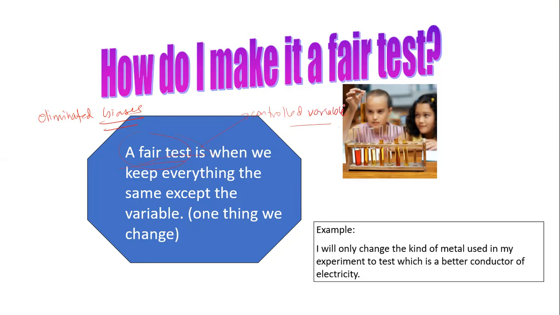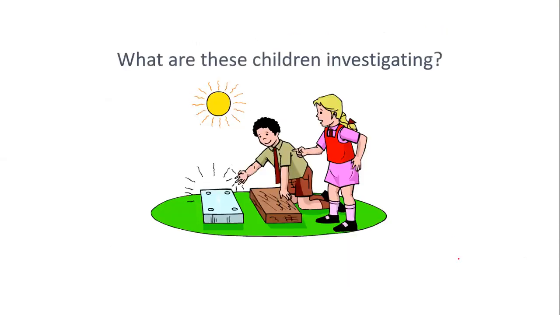Okay. Example, I will only change the kind of metal. Okay, what you test is the kind of metal. And everything will be put in constant. Like for example, constant are the length of the metal, the weight of the metal, the environment where you expose it, the voltage to be used, so things like that. So those are examples of constant variables.